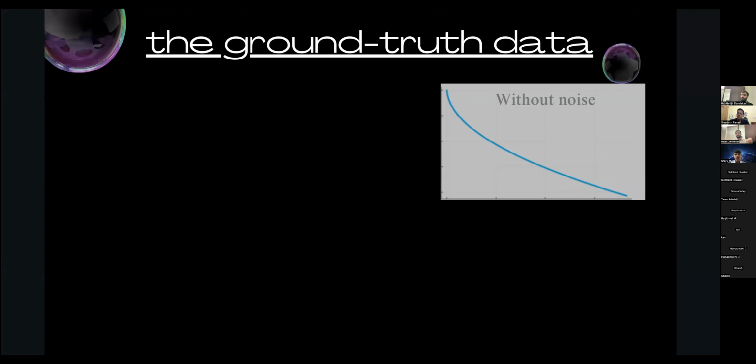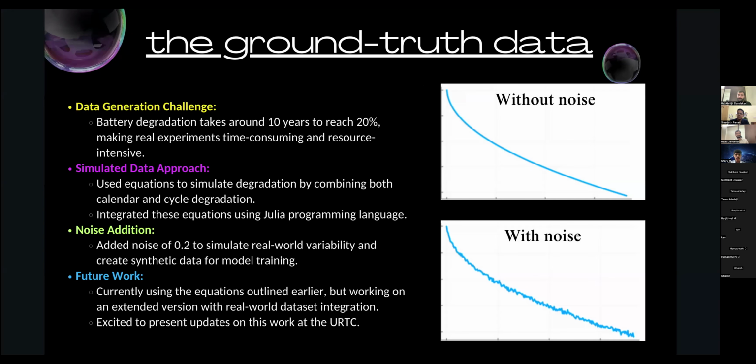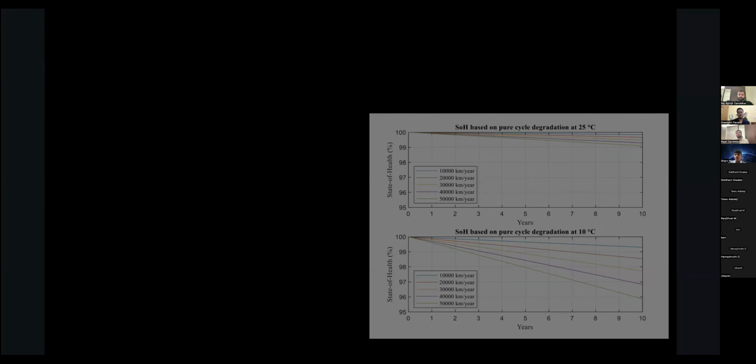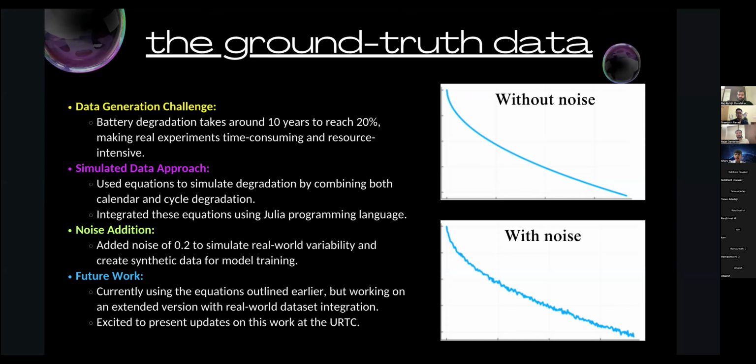So now we'll discuss the SciML part of this, the part more towards machine learning. The first step of any SciML problem is to generate data. The issue with this problem statement is that it takes too long for the battery to degrade, often 10 years to reach around 20% degradation, as we saw in these graphs. So 10 years is a very long time, and it would take a lot of time and resources to conduct experiments for that long of a duration.